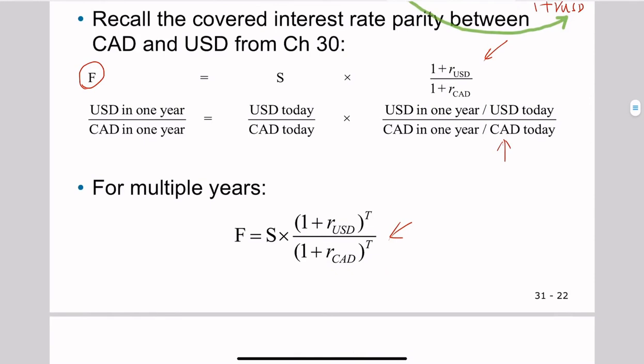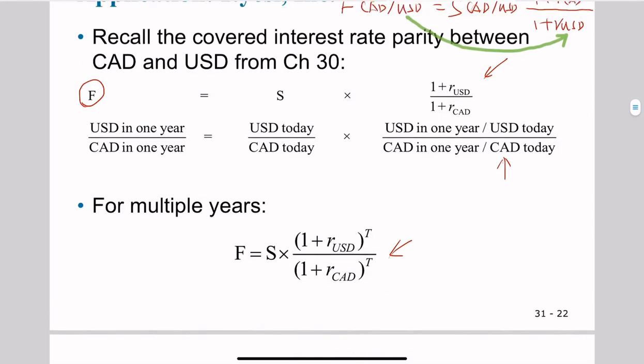Okay, so that's for the 1 year covered interest rate. And we also learned the formula when we have multiple years, right? If we have multiple years, then it's also easy to do the computation. What you do here is you have this exponent, with exponent t, then you can calculate the forward exchange rate in the t-th year.